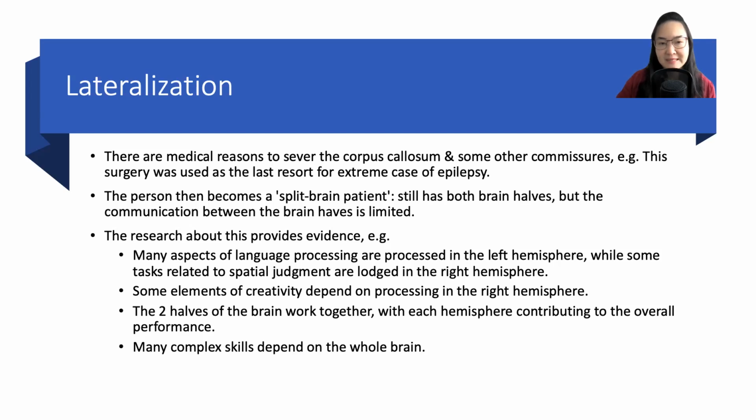The research about this provides evidence. For example, many aspects of language processing are processed in the left hemisphere, while some tasks related to spatial judgment are lodged in the right hemisphere. Some elements of creativity depend on processing in the right hemisphere. The two halves of the brain work together, with each hemisphere contributing to the overall performance. Many complex skills depend on the whole brain.